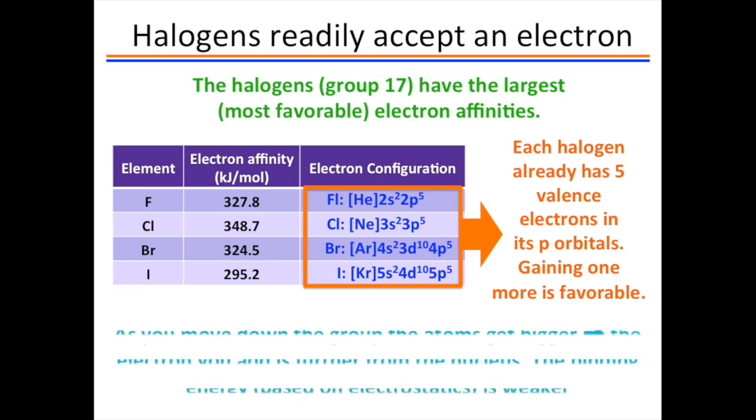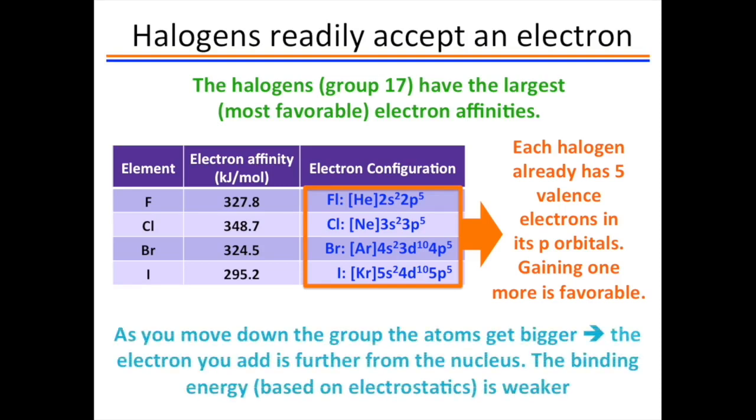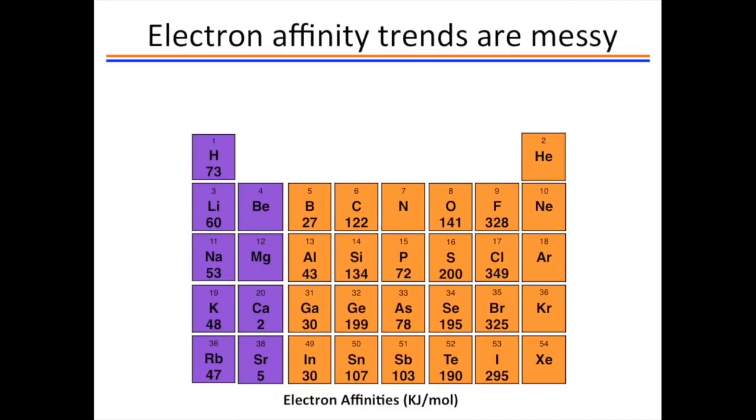As you go down group 17, the elements get bigger. The electron added is further from the nucleus, and so the attraction to the nucleus is weaker. We could also say that the binding energy of the electron is lower. Let's return to the electron affinity table. While in general, the electron affinities get smaller as you go down a group, there are some clear exceptions.